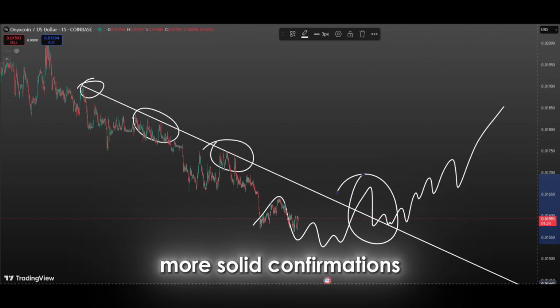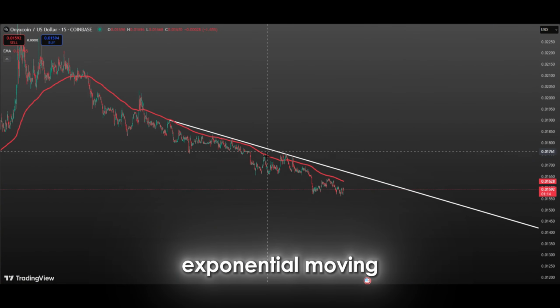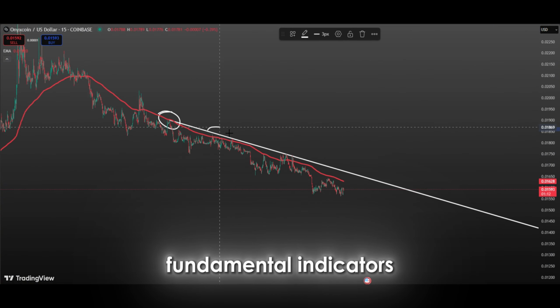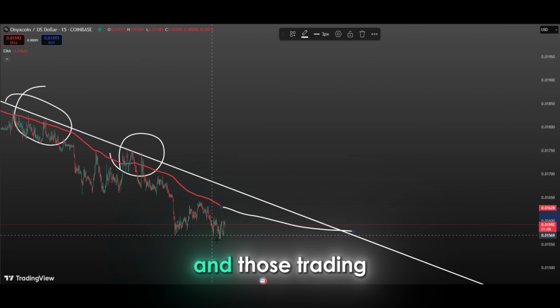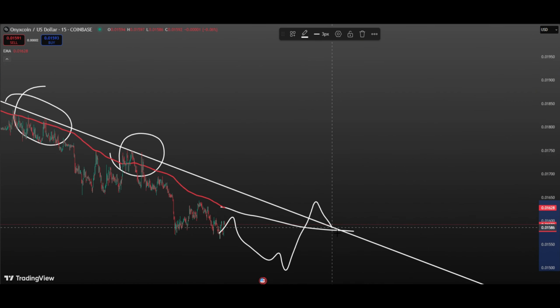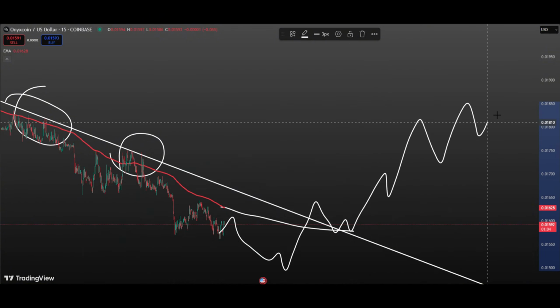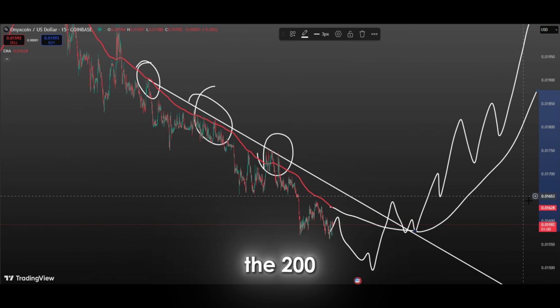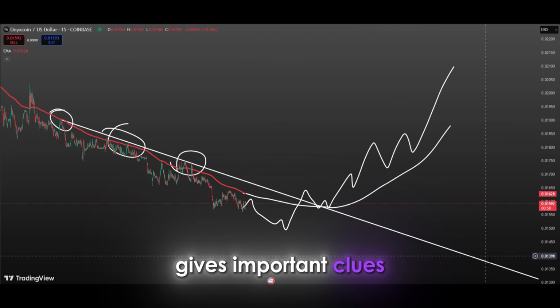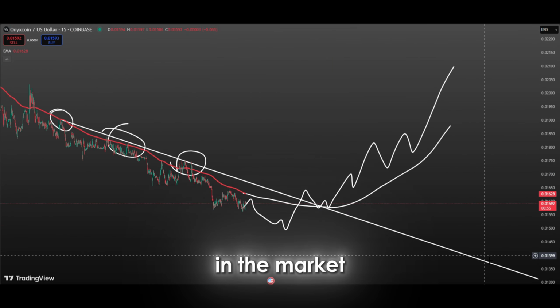The 200-day exponential moving average is one of the most fundamental indicators on the chart and is a critical reference point for long-term traders and those trading with technical analysis. This indicator is often used to determine the general direction of the market, and the presence of an asset above or below the 200 EMA gives important clues about the strength of the trend in the market.